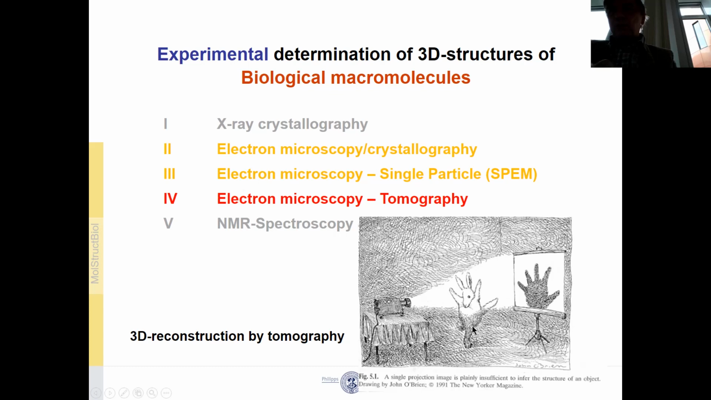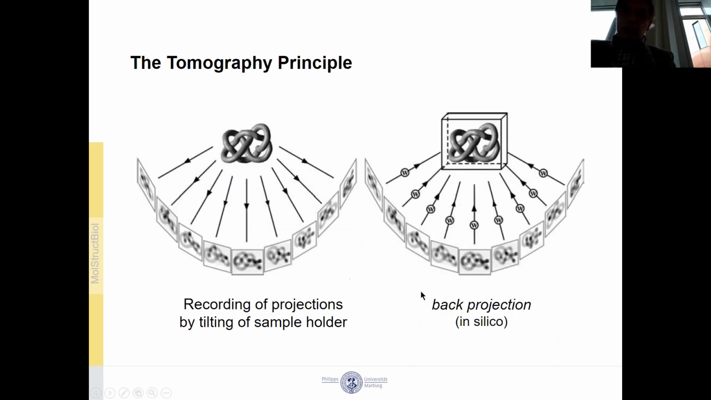Now what we are doing, on the detector we collect these projection images. But now the hair is rotating around this single axis, perpendicular to the electron beam, and we record the different projections we get from this hair. That's called tomography. Here you see the idea. First you have the object, you rotate it in the incoming beam, you get different projections, and then at the end you do the back projection in silico, that means in the computer, to reconstruct the object from before.